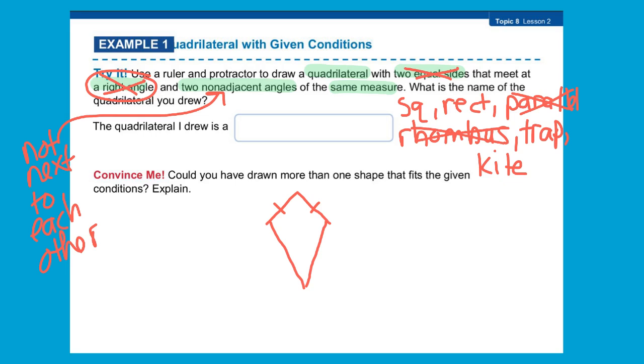So this angle and this angle are not next to each other. So I have two non-adjacent angles, but they look like they're about the same size. And I have 1, 2, 3, 4 sides. I think I've got it. This shape right here, that's a kite.